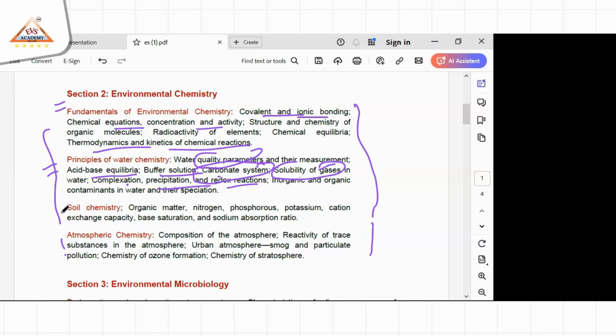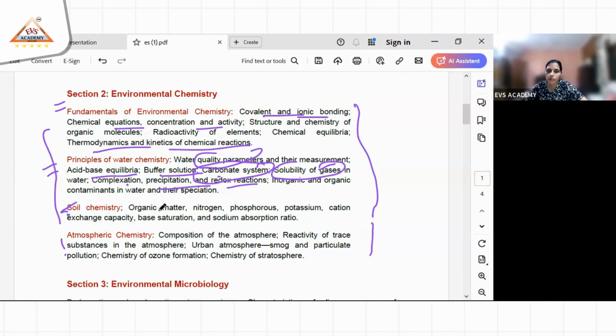Great. Okay. After this, soil chemistry. In soil chemistry, we are dealing with the chemistry of organic matter, like humus and all this, and nitrogen cycle, phosphorus, potassium, cation exchange capacity, base saturation, and sodium absorption ratio.